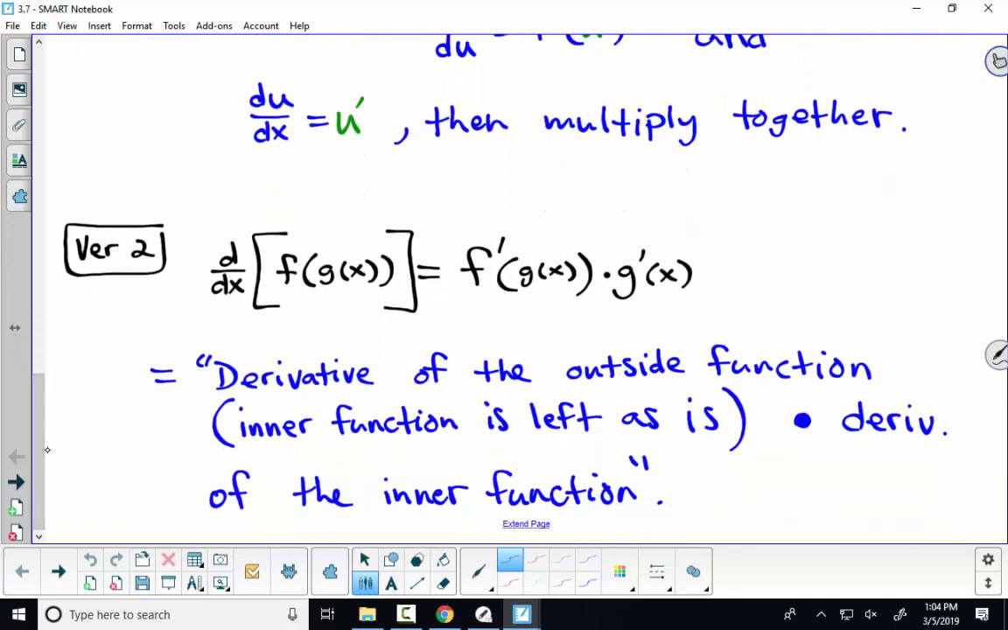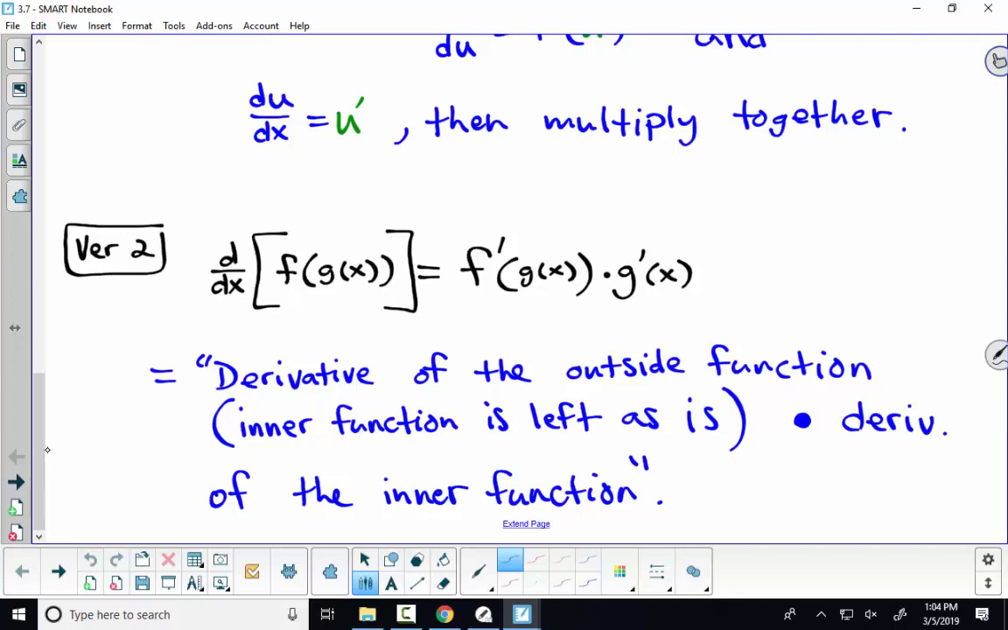Version 2 doesn't involve a substitution, but it's the same idea as version 1. We take the derivative of the outside function, f, and leave the inside function alone. Okay, so that gives us f prime of g, so g is left alone there, and then we multiply by the derivative of the inner function, which is our g prime in that notation.